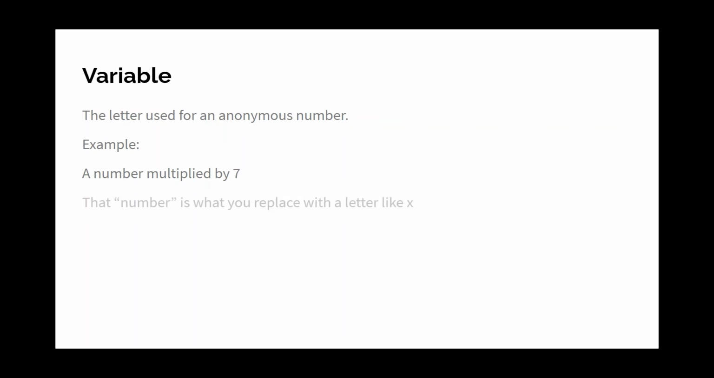I know we already reviewed this, but I would like to go over variable again, just so that we can get the actual definition. A variable is the letter used for an anonymous number. So an example is a number multiplied by 7. That number is what you replace with a letter like X, just to make it easier to look at or to solve. In this case, X would be the variable.